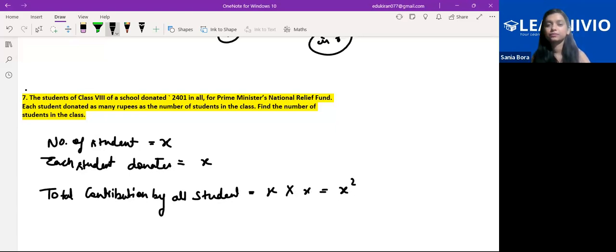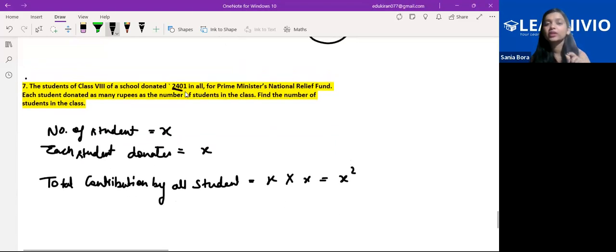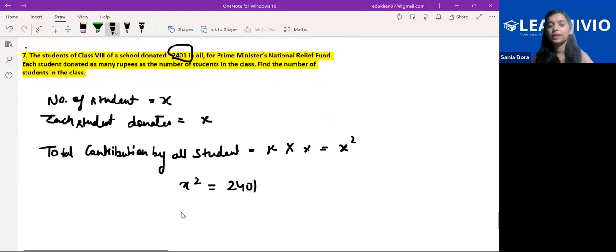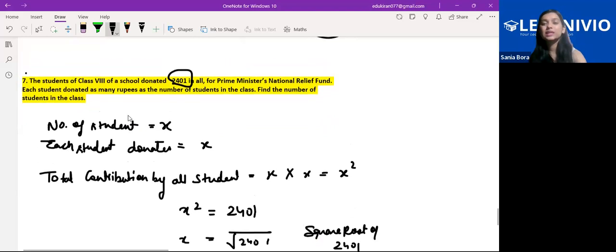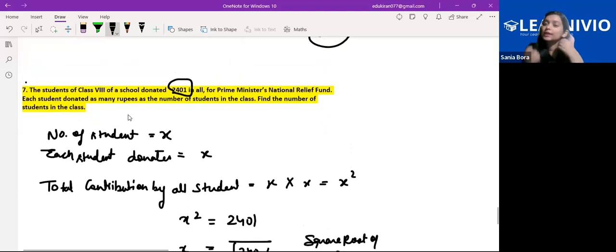Now, they gave you the total donated, so X square equals 2401. Then what you have to find is the value of X. You have to find the square root of 2401. Clear? Yes or no? Yes, ma'am. You have to find the square root of 2401.